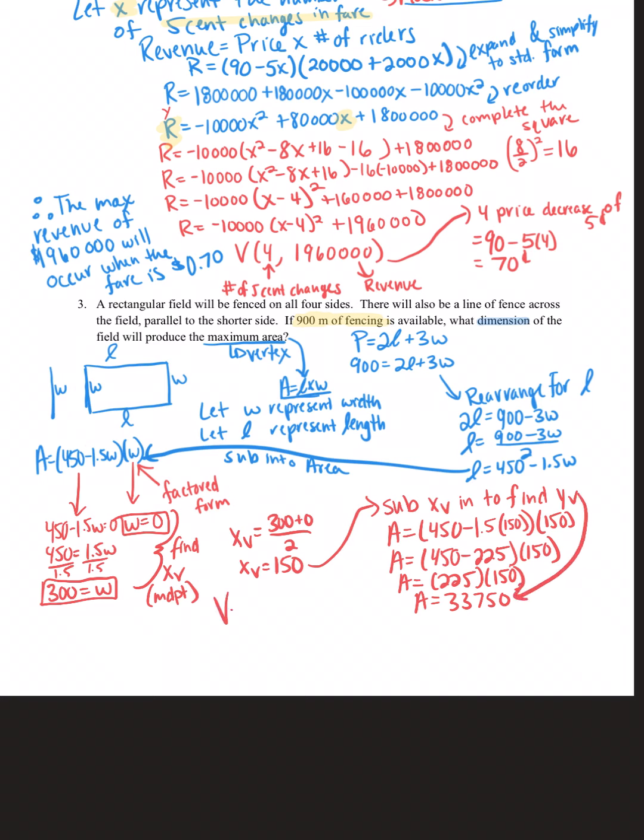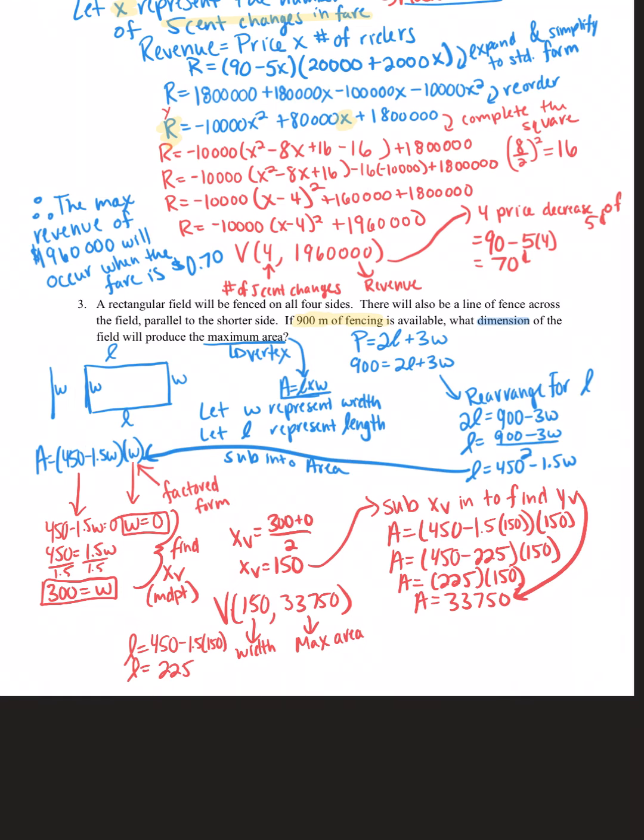So we can say that the vertex is at 150 and 33,750. Well, this represents our width, and this represents our maximum area, right? Because that's our vertex. So if that's the case, then we know our width, we know our maximum area. The only other thing we're going to need is our length. So if that's our width, we can say, okay, well, our length is going to equal 450 minus 1.5 times 150, which we already kind of solved for when we were finding our y value. So our length is going to equal 225.